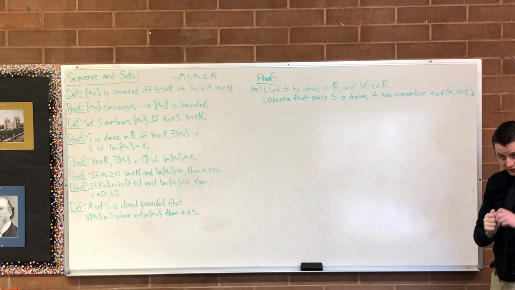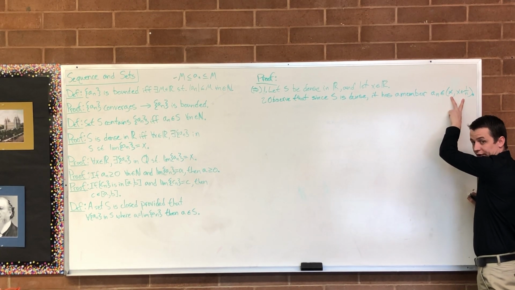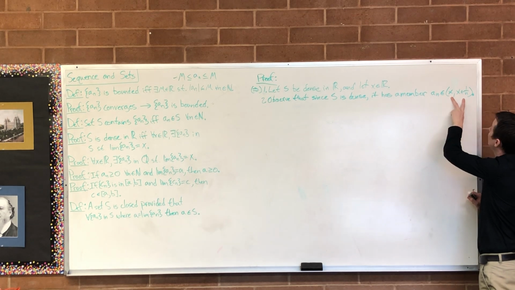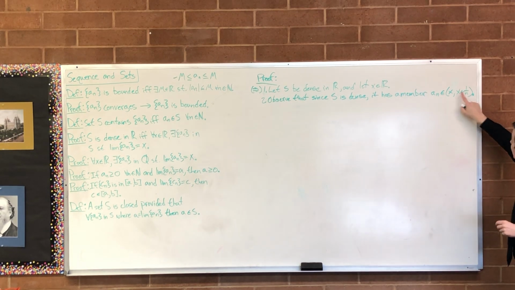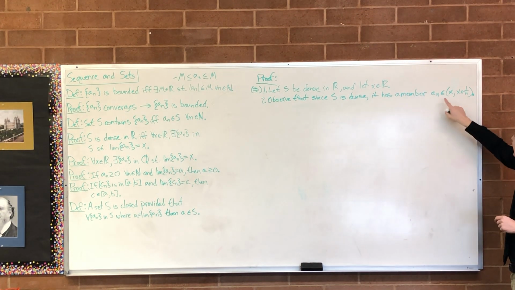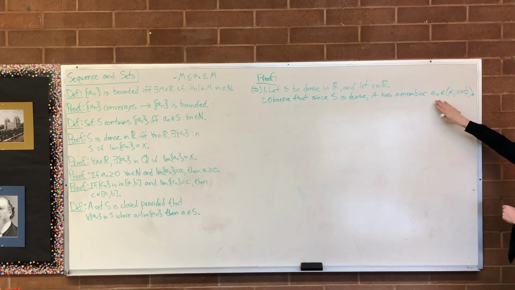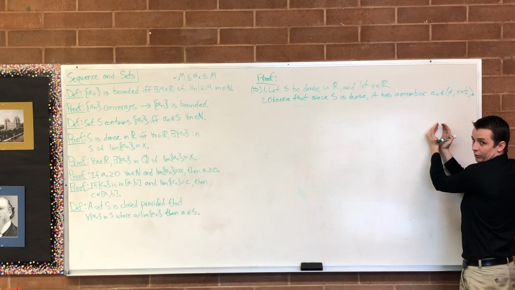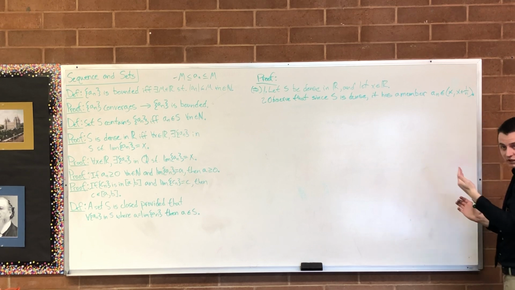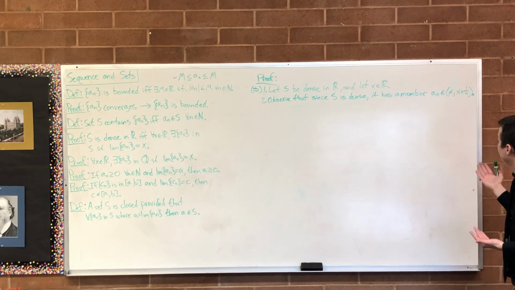So since S is dense, then for any open interval I pick, S has to have a member in there. Why did you choose that one? When n is 1, then from x to x plus 1, I know that S has to have a member called a_1 in there. When n is 2, I know that S has to have a member called a_2 in there, etc. This open interval keeps getting smaller and smaller, so it's getting closer and closer to x. So I'm going to create a sequence that gets arbitrarily close to x.